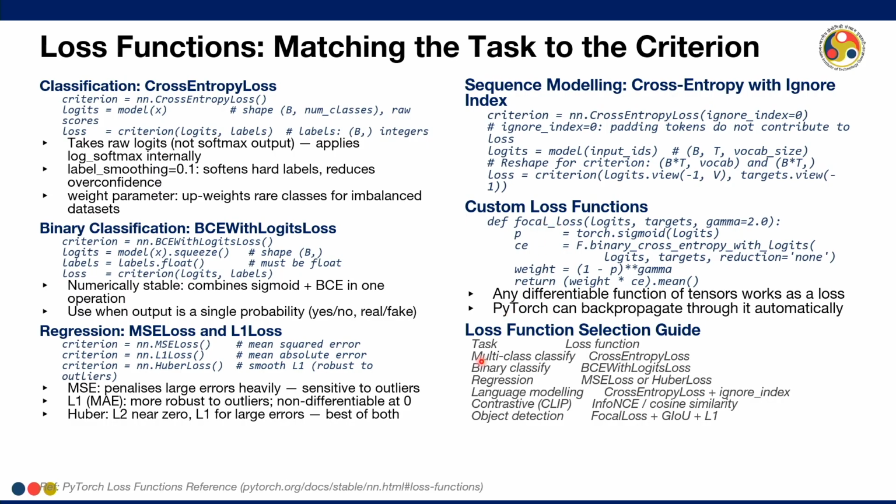Loss function selection is key for any algorithm or neural network that you define, and here is a prescribed list of widely used practices. As I said, regression uses MSE loss, and language modeling uses cross entropy loss plus ignore index, which are used in any sequence modeling.